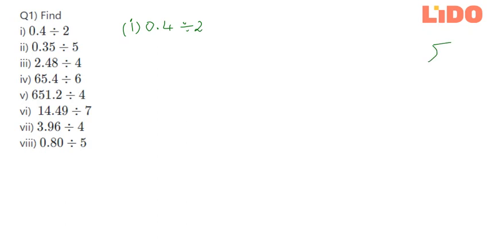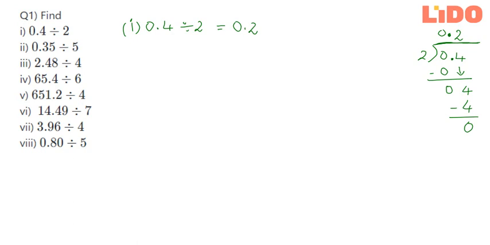So here let me write 0.4 divided by 2. I know that 0 2's are 0, so this will give me 0. Let me bring down 4. Since there is a point here, I'm going to put a point here. And then I know 2 2's are 4, so I'm going to write 2, 4, and that will give me 0. So my final answer is 0.2.